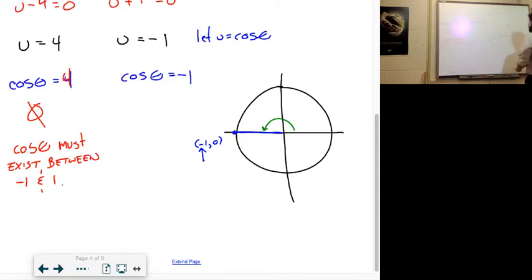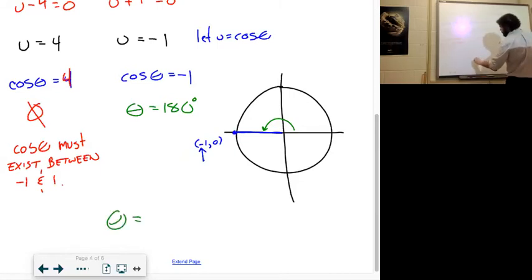So here we would just turn around and say theta is equal to 180 degrees only. There isn't any other angle in a 0 to 360 degree rotation that satisfies this piece. So there's really only one solution here. Theta is equal to 180 degrees.